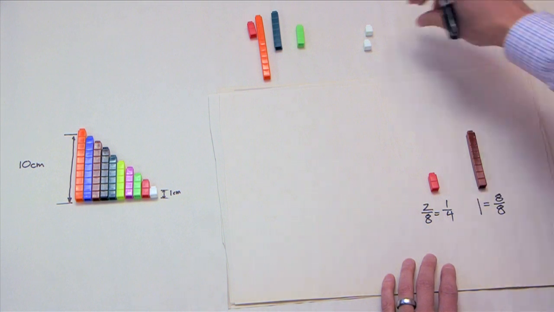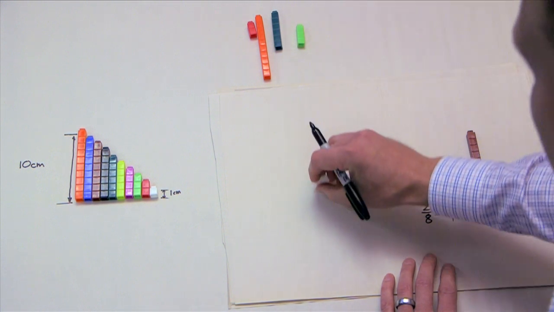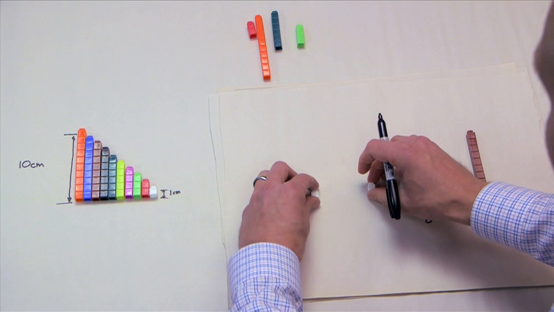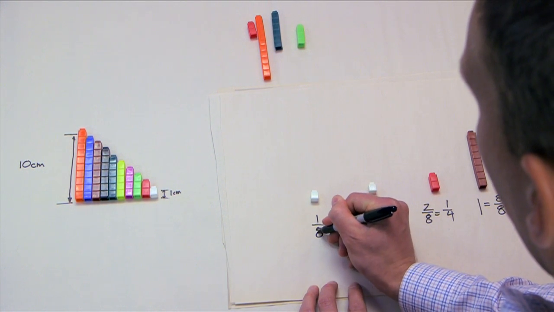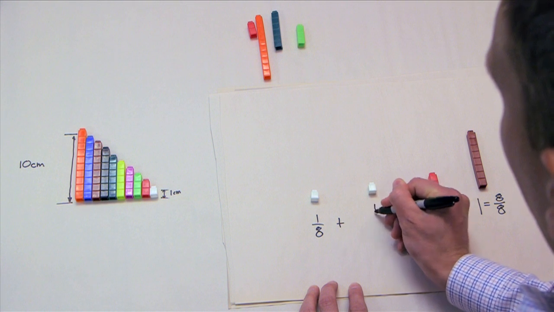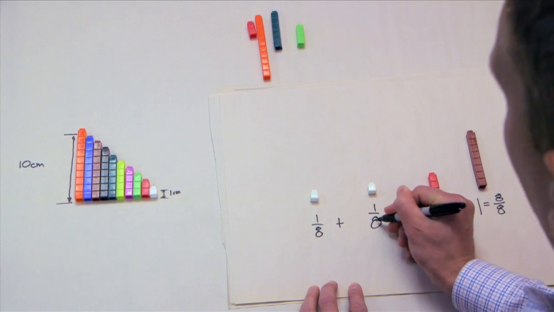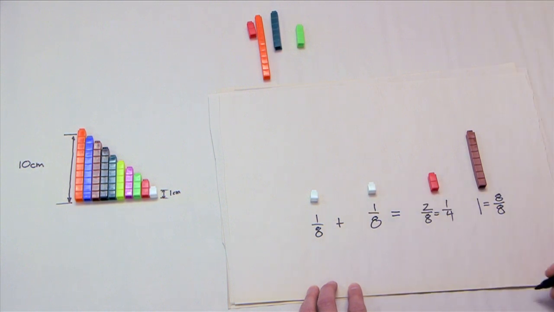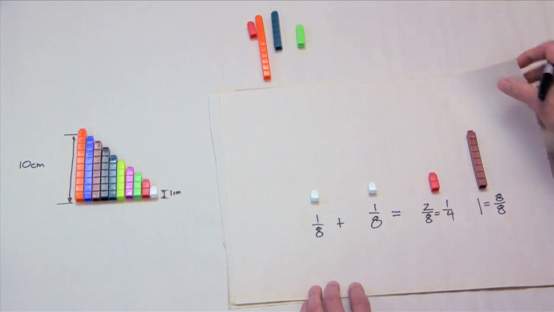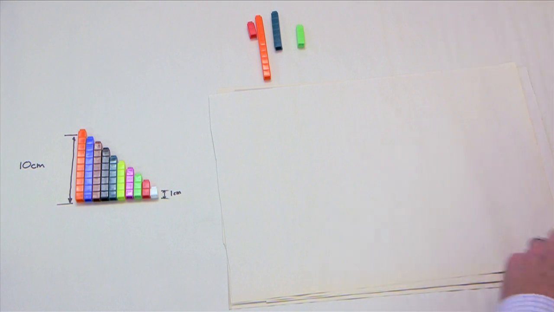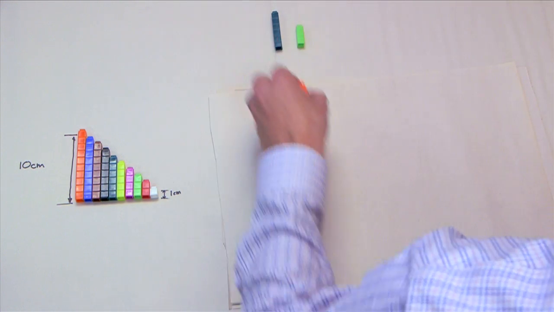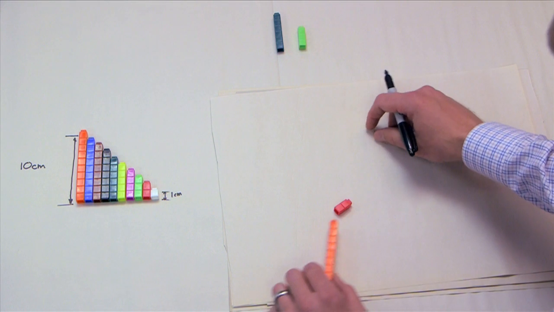A student's expression might be one white Cuisenaire rod increased by another white Cuisenaire rod would be the same as or equal to 2/8 or 1/4 of that whole. Another student might choose to use Cuisenaire rods to create a fractional expression using multiplication.